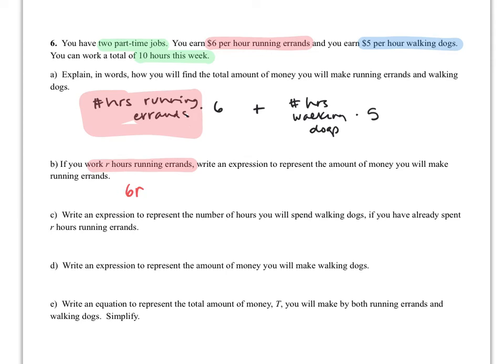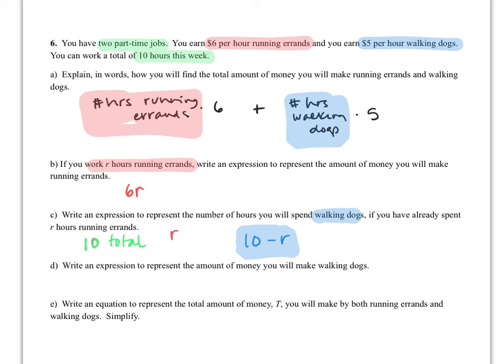Now I'm going to write an expression to represent the total number of hours. So that's kind of a key here. It's the number of hours, not the amount of money, that I would spend walking dogs if I've already spent R of those hours running errands. So it's important to remember that I can have a total of 10 hours. And R of them are already running errands. So that means that the way that I would find the hours left to walk dogs would be 10 minus R. And so this is the expression that represents this number right here, walking dogs.